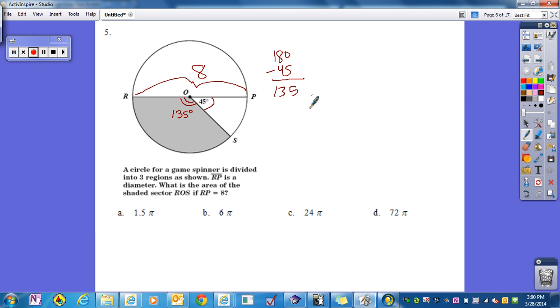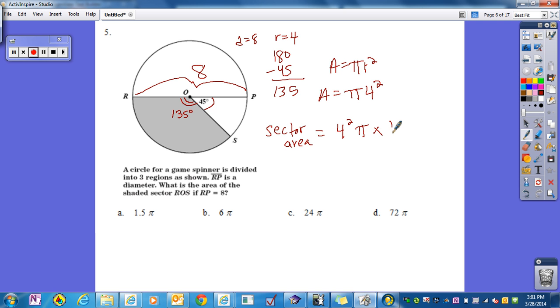So since I'm using area, I'm going to start with my A equals pi r squared formula. Alright, my radius is not 8 though. My diameter is 8, which means that my radius is going to be 4. So my area is equal to pi times 4 squared. So that's the area of the whole circle. To find the sector area, I have to do 4 squared times pi times the central angle, which here is 135 because that's the shaded region, divided by 360.